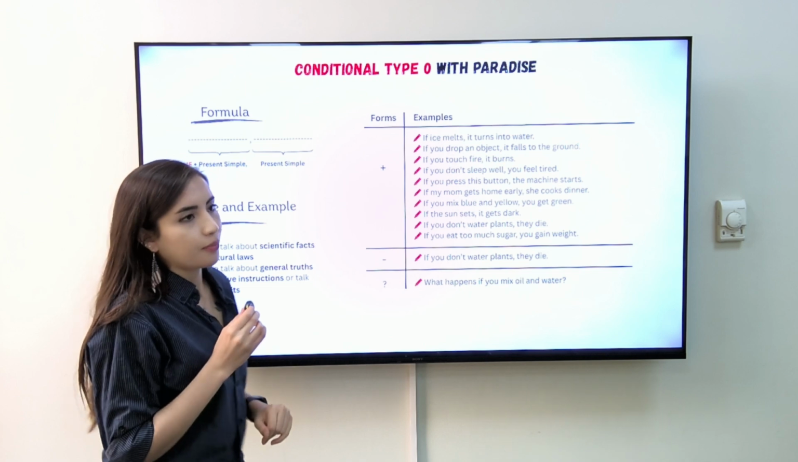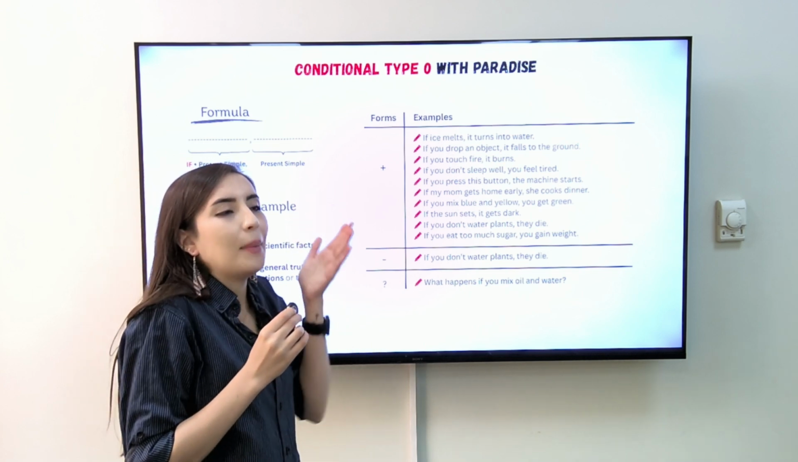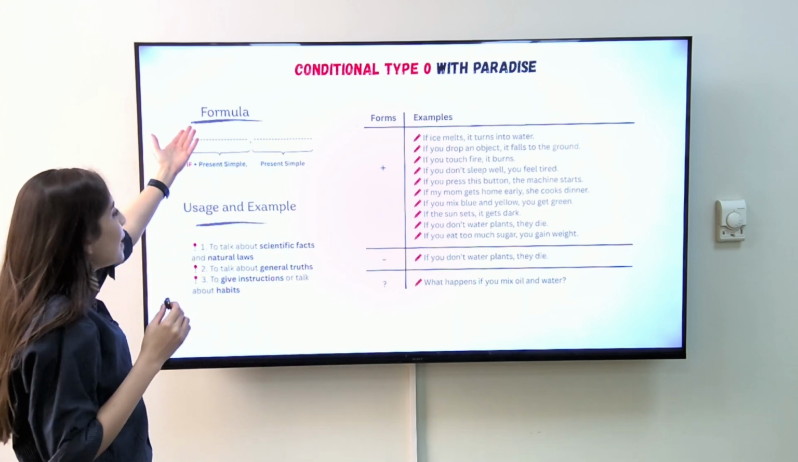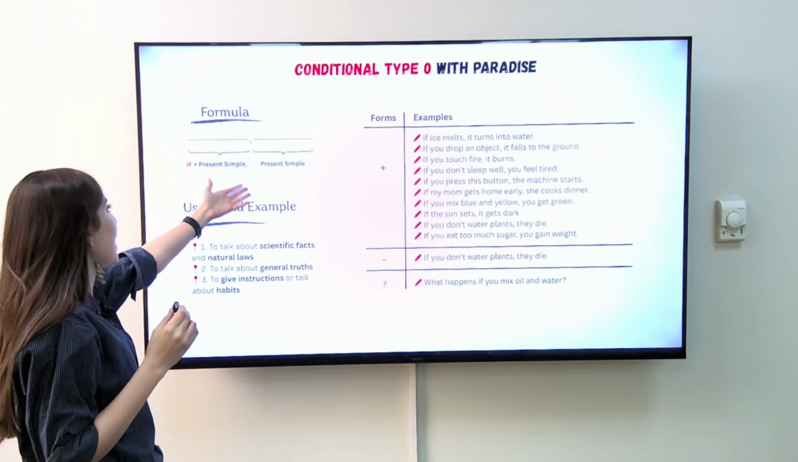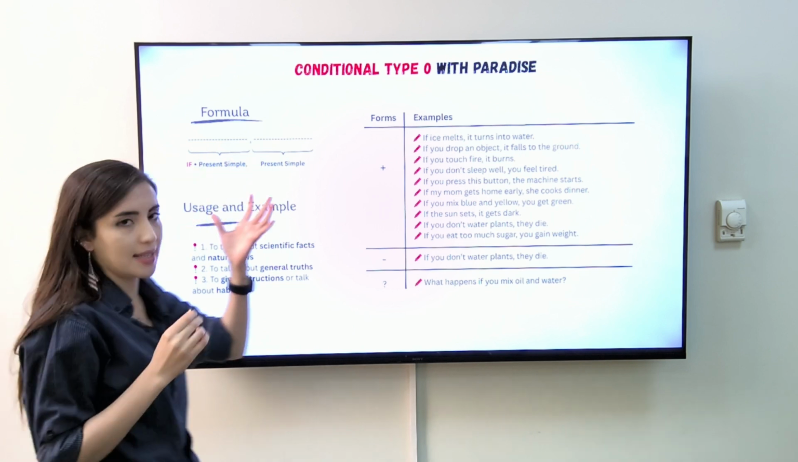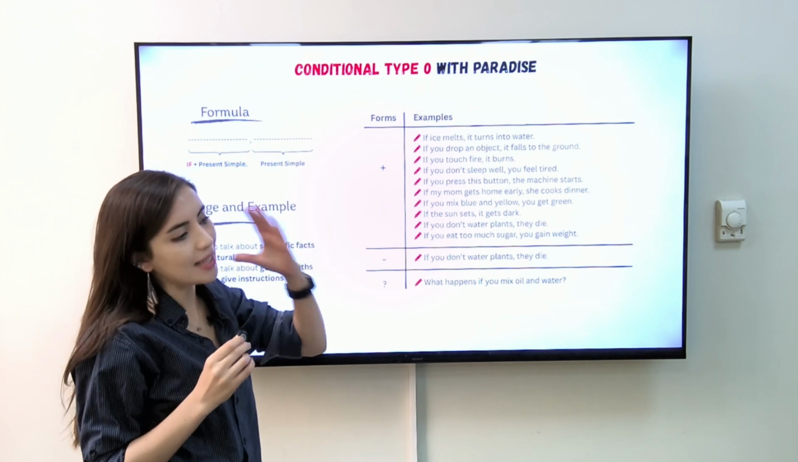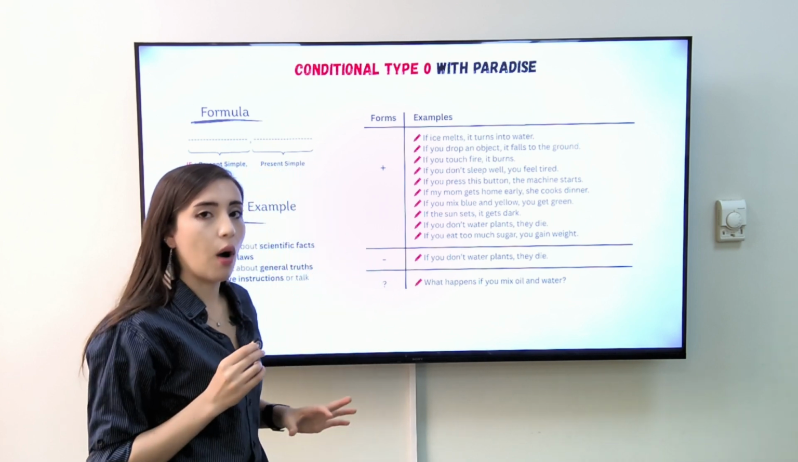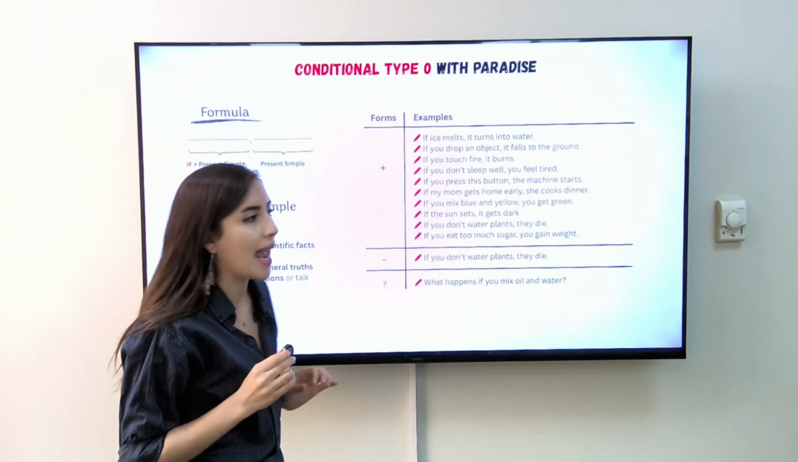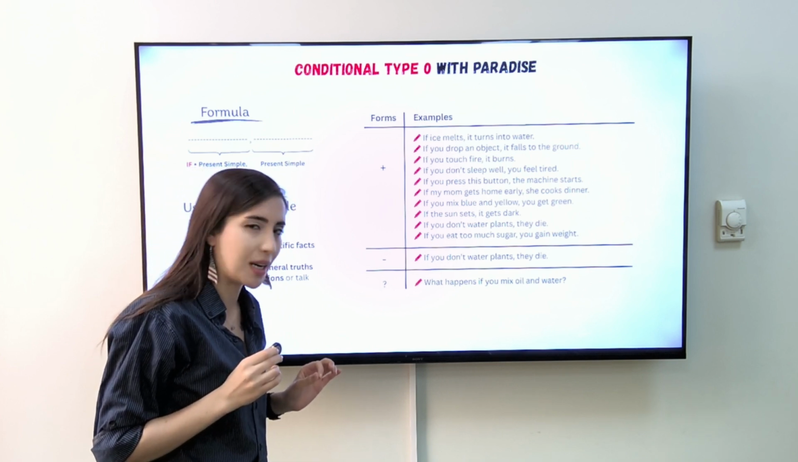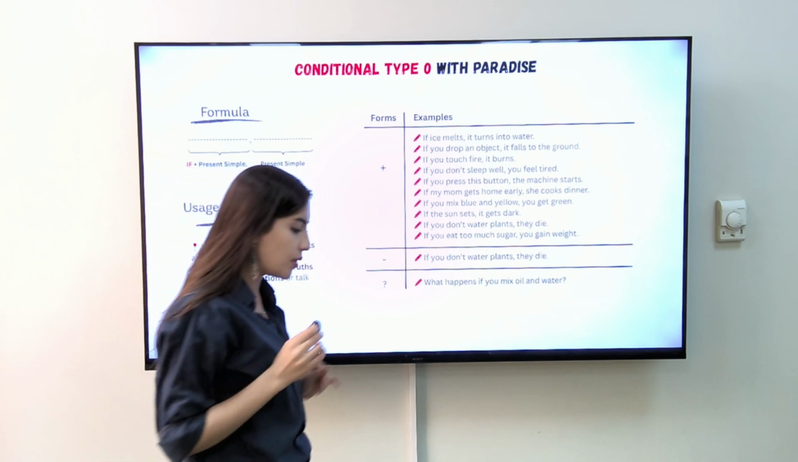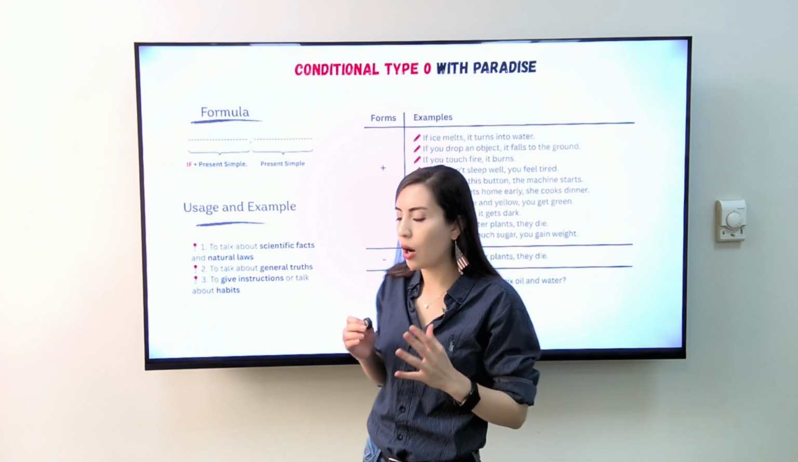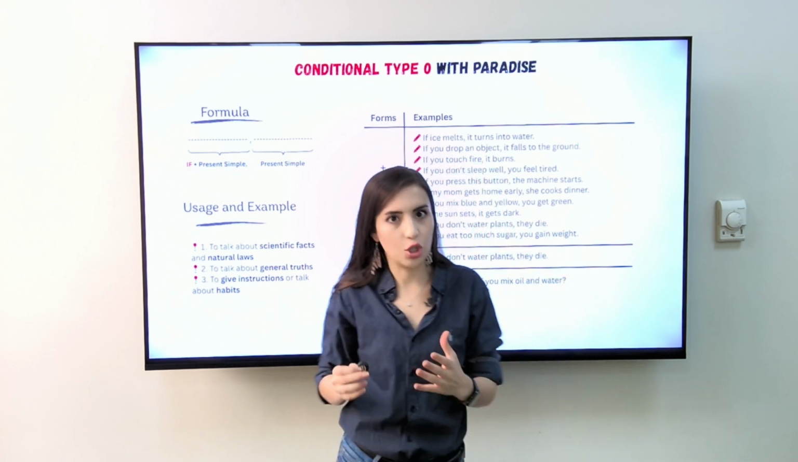Type 0 is the first type of conditional that we will learn. And here's the formula. As you can see, it's present simple inside. Okay, so what is the condition? If you can remember, we had a video on present simple. What was the case in which we use present simple? If you think you need, pause this video and try to remember what it was about, and then resume it.